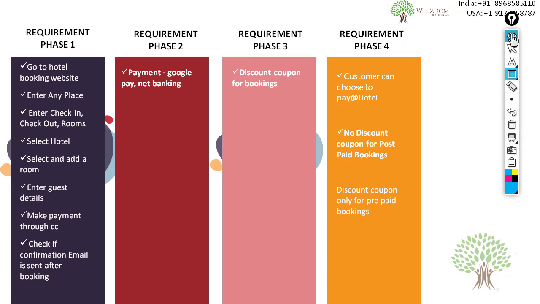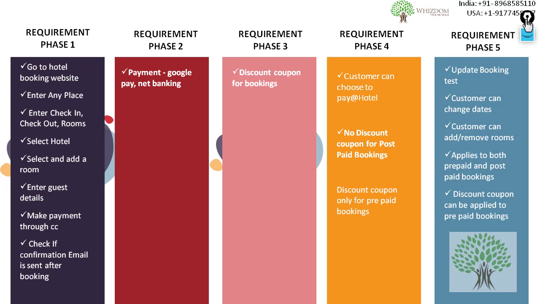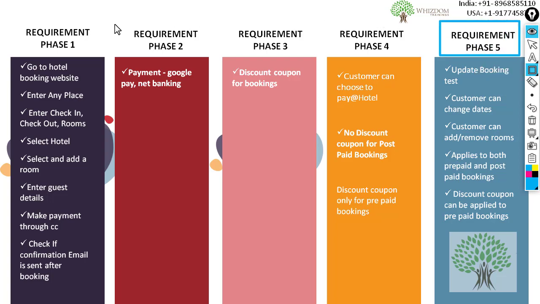Okay. Now, once this is over, finally the client comes up with a new requirement of phase 5 in which he says that we need to implement one more test case, which is for the updation of a booking. A customer can now update the booking. He can change the dates, he can add, remove rooms, and discount can also be applicable on updation of the booking.